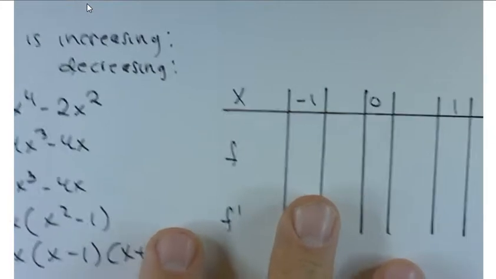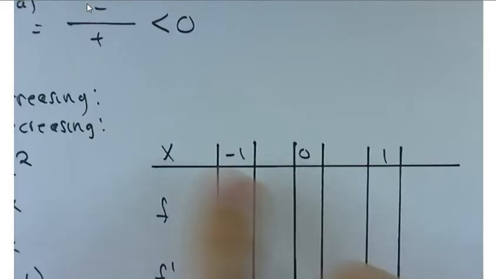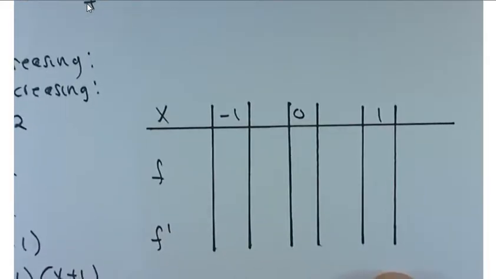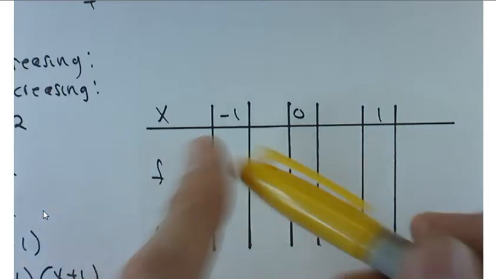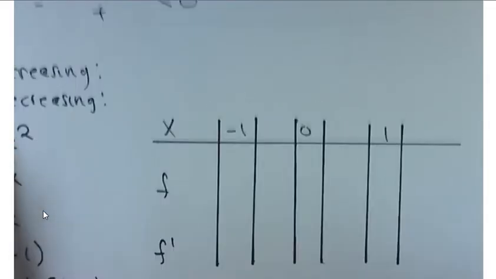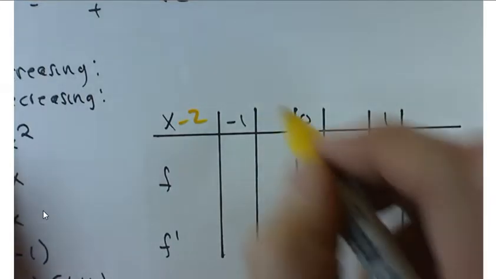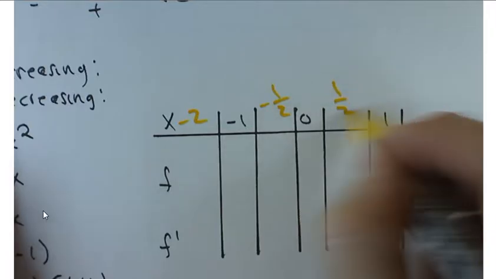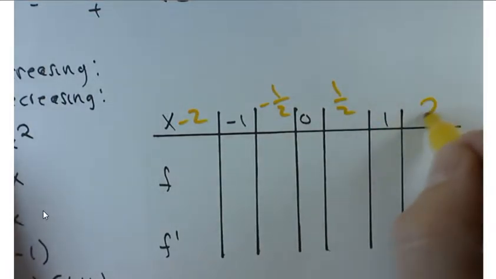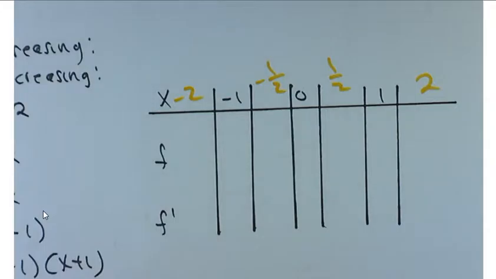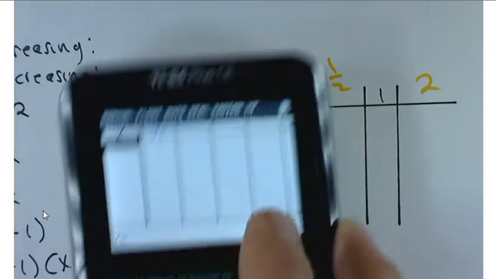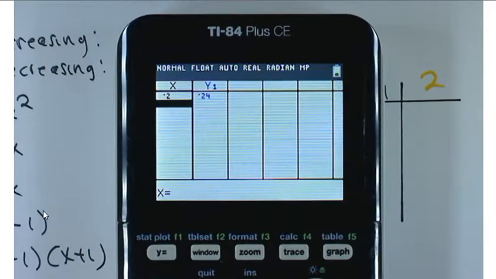Now let's look back at our little chart here. I need to test some points in between all these values. So what would be some good test points? Something to the left of negative 1. Negative 2. What would I use here? Negative 1/2, 1/2, and 2. Okay. So let's see what our function, at least the derivative, looks like in these intervals by typing in these points that I have here in yellow. So negative 2, negative 0.5, 0.5, and 2.